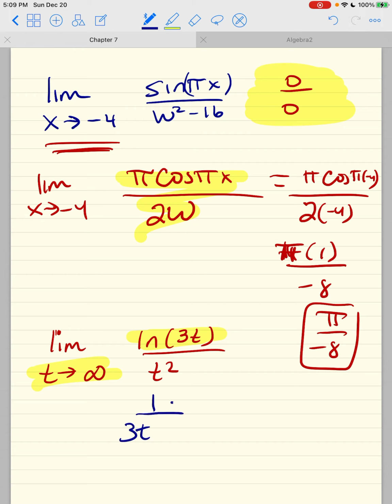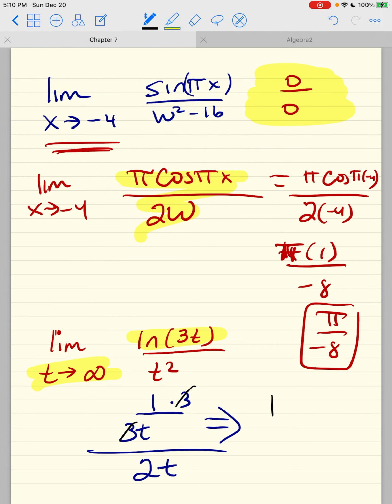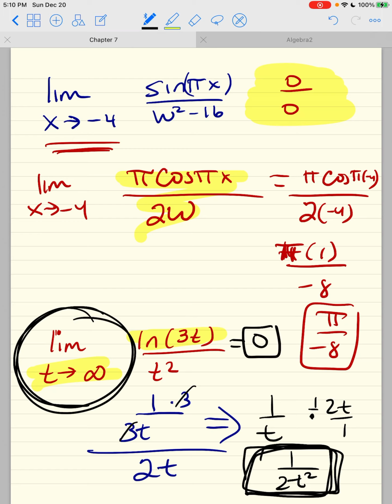So 1 over 3t times 3, that's just the numerator, over 2t. All you have to do is cancel. So 3 cancels out with the 3, you get 1 over t, divided by 2t over 1. If you keep, change, flip, then we're going to have 1 over t times 1 over 2t. So that's going to be 2t squared. If you apply the limit and you have a huge number in the denominator, we know this from horizontal asymptotes, right? 1 over a huge number is 0. So this is actually 0.